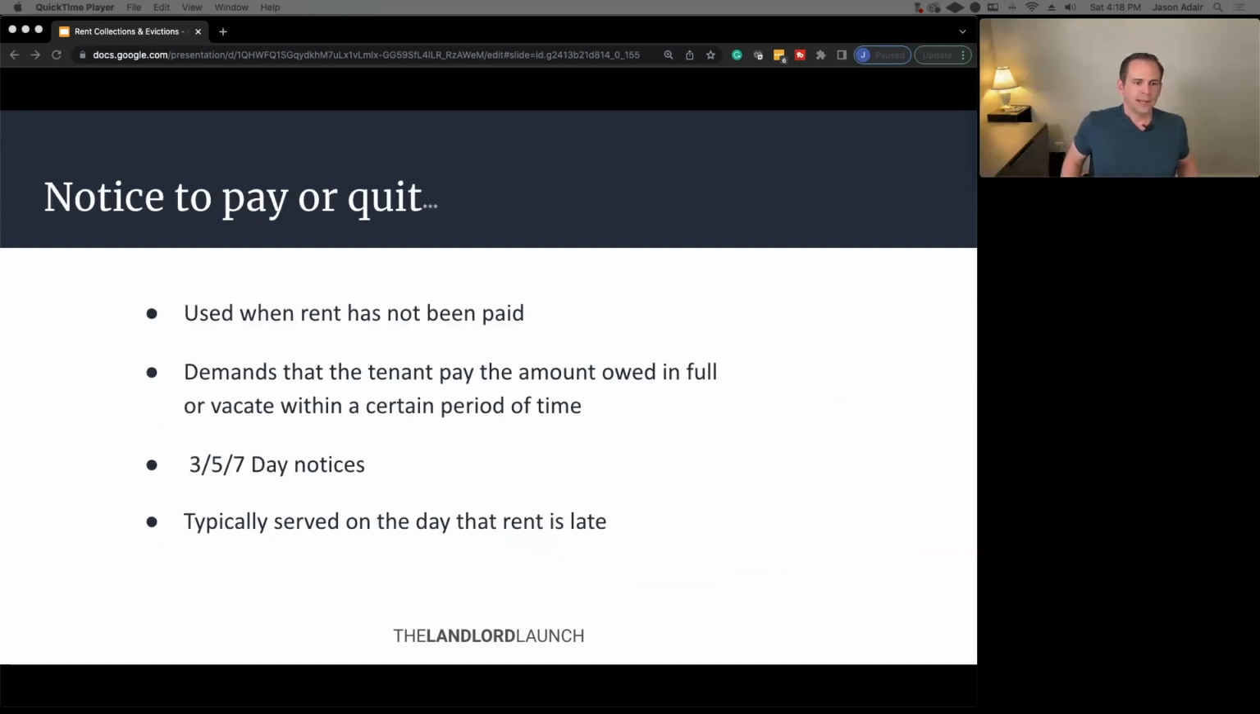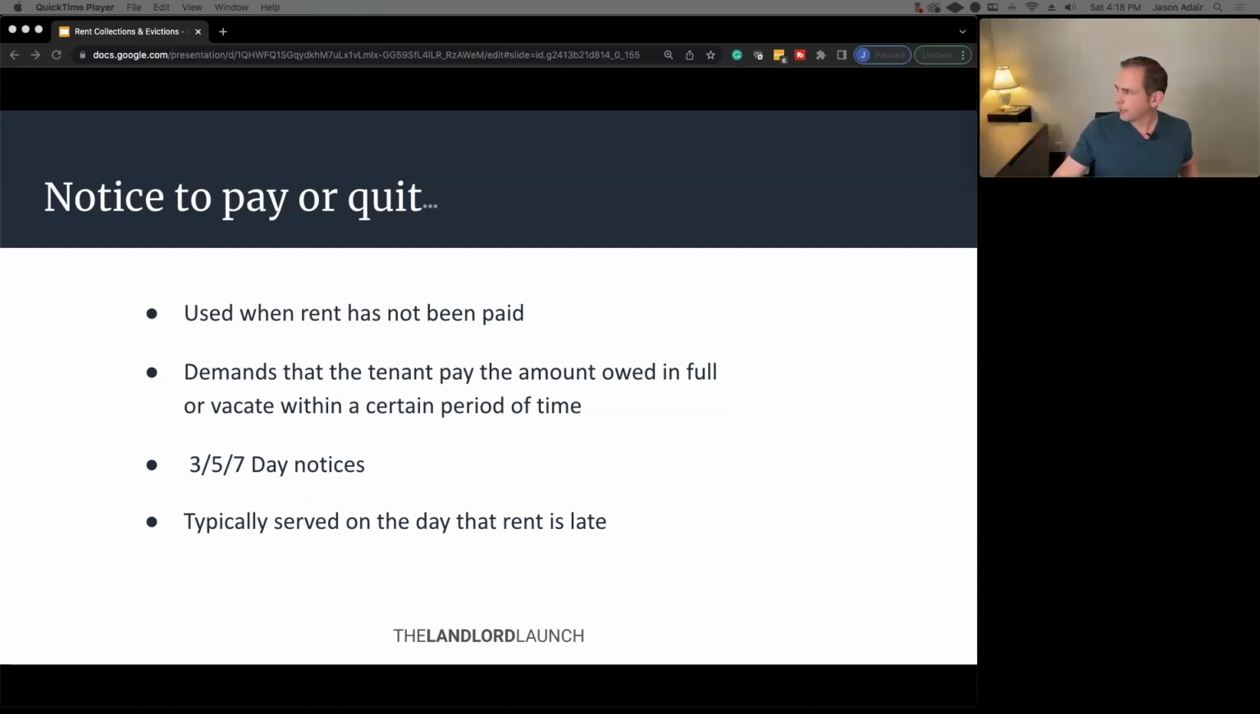Okay, so yeah, notice to pay or quit. Again, when rent hasn't been paid, this is when this is going to be issued. It demands the tenant pays the amount in full or vacate within a certain period of time. They're typically 3, 5, or 7 day notices, which we've talked about a couple times already within this section. And then I always recommend that the first day that it's late, that it gets served. Don't wait, get it out, get it over there, because if they're not going to pay, you want to get them out as soon as possible. And an extra week matters.